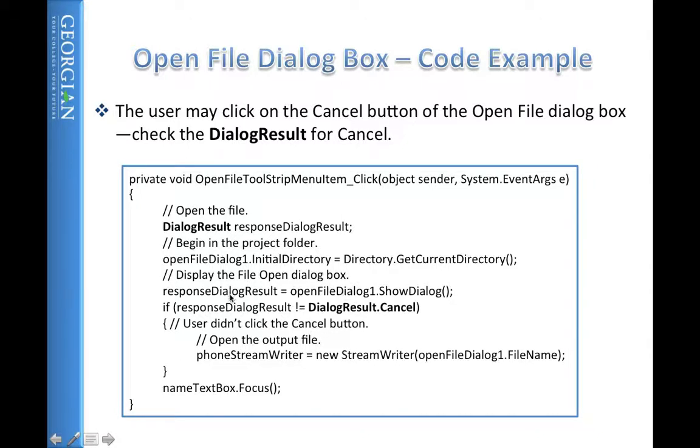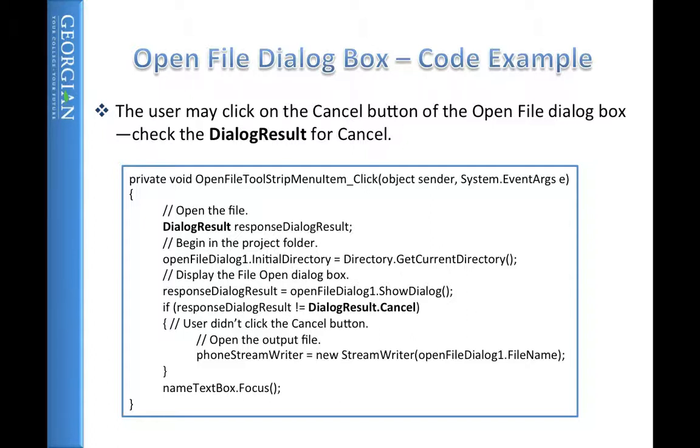Okay? Response dialog result is equal to your OpenFileDialog1 show dialog, right? So once we've opened up the show dialog, and here, by the way, we haven't specified any of the filtering that I talked about. In this particular example, I haven't specified what the filter is. I haven't specified what the title of the dialog box is. I haven't really built my dialog. I've just kind of accepted whatever my basic file dialog box gives me.